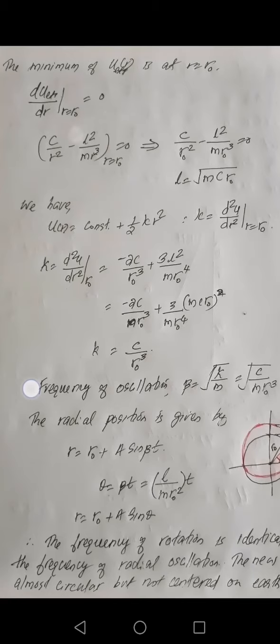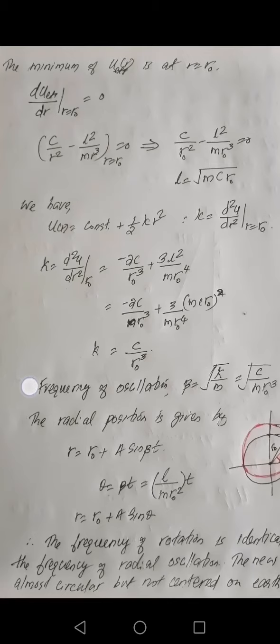I have the first differential, c by r square minus L square by m r cube. Differentiating once more, I will get minus 2c by r0 cube plus 3 L square by m r0 raised to 4. But L is square root of m c r0. Substituting the value of L, what I am getting, k is equal to c by r0 cube. You do this calculation. So therefore k is equal to c by r0 cube.